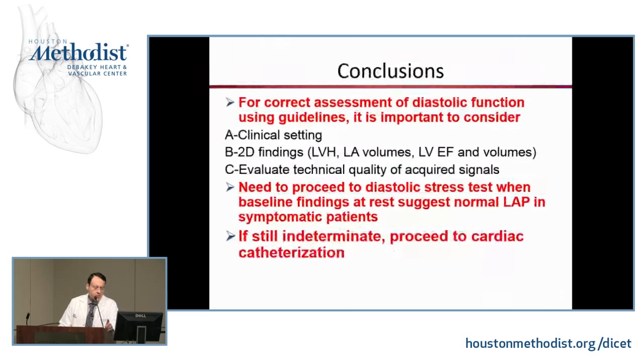So in conclusion, for correct assessment of diastolic function, we recommend, of course, that you use the guidelines, consider the clinical findings, consider the 2D data, and look at the technical quality of the acquired signals. If you have somebody who's symptomatic and you have inconsistency between their symptoms and the findings at rest, think of a diastolic stress test. If it's an indeterminate situation and the patient is referred with a possible diagnosis of heart failure or dyspnea of unknown origin, then I may well recommend proceeding to a cardiac cath. I will stop here and take questions.